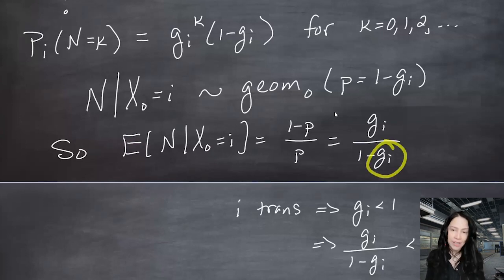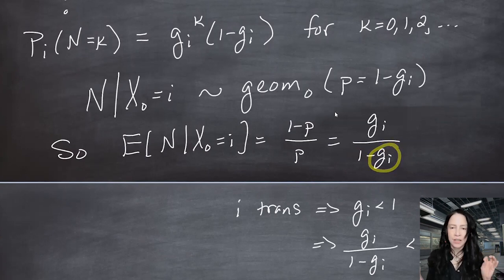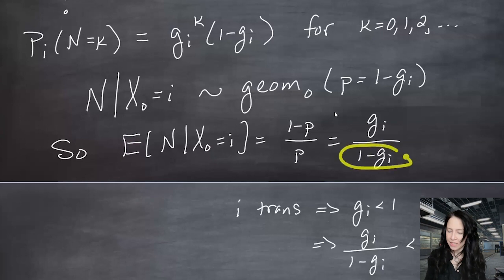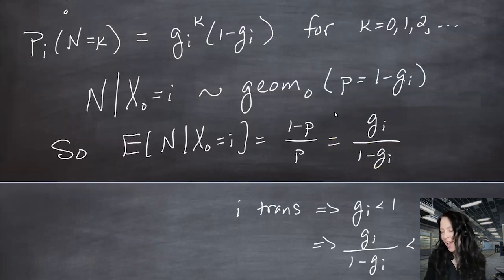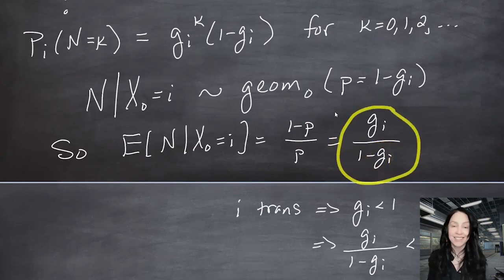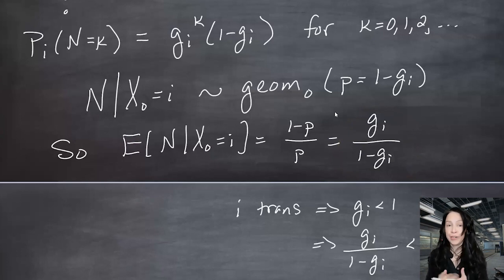But it actually kind of works for a recurrent state. When GI is one, of course, this denominator is zero and it's undefined, but if you let GI go towards one and this denominator go towards zero, the fraction is blowing up. So when you plug in GI equals one, it's undefined. But if you think of the zero in the denominator as making this infinite, we're seeing that for a recurrent state, the expected number of returns is infinite.